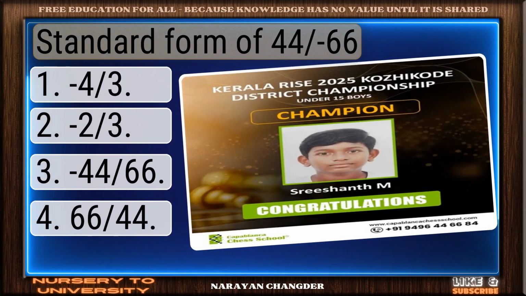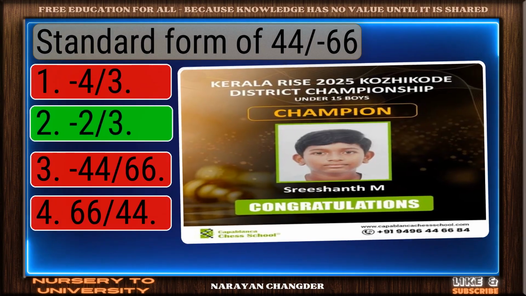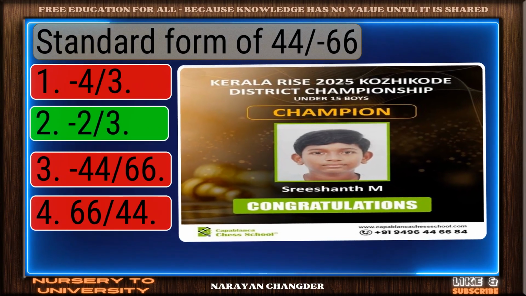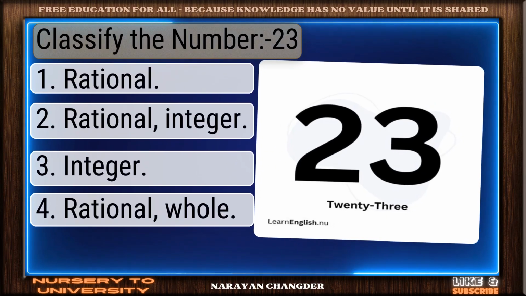Question number 28. Standard form of 40-46-6. Sharp thinking. 2p3 is the right choice. Question number 189. Classify the number 23.